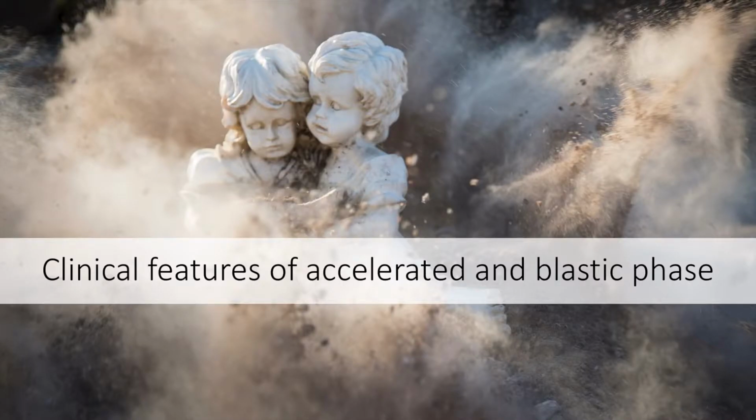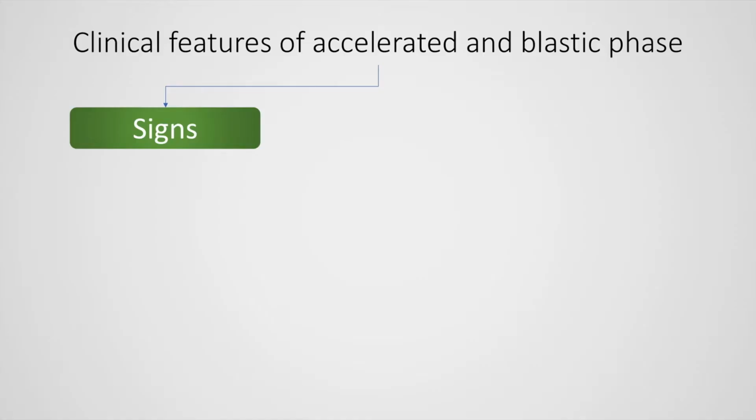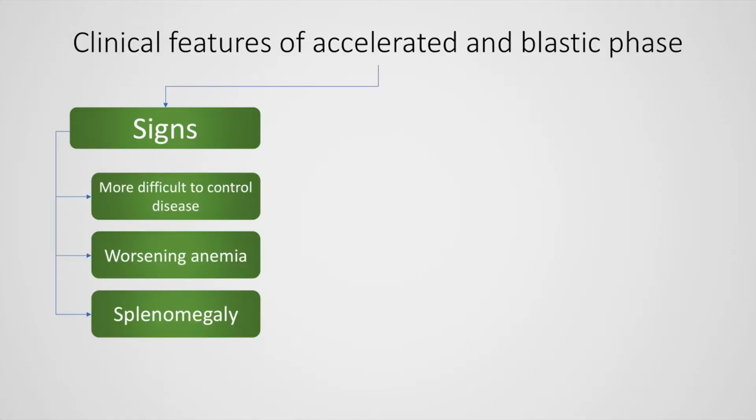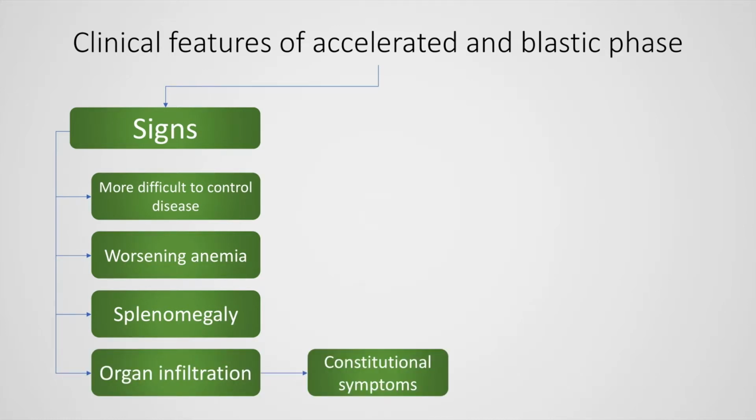The clinical features of accelerated and blastic phase chronic myeloid leukemia include more difficult to control disease, worsening anemia, splenomegaly, and organ infiltration. There may also be constitutional symptoms such as aches, fever, malaise, and weight loss.